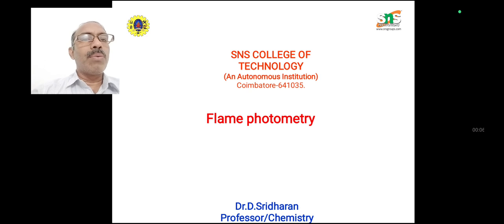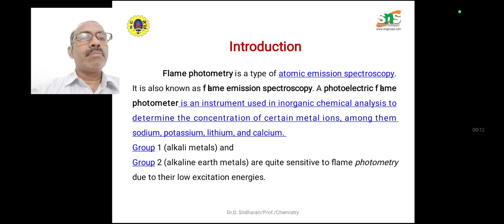In this session, we are going to discuss flame photometry and its applications. Introduction to flame photometry: flame photometry is a type of atomic emission spectroscopy, also known as flame emission spectroscopy. The flame photometer is an instrument used in inorganic chemical analysis to determine the concentration of certain metal ions. Especially, we analyze the alkali metals and alkaline earth metals like sodium, potassium, lithium, and calcium.